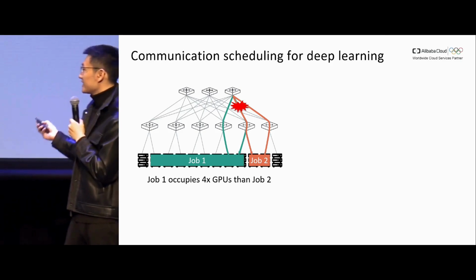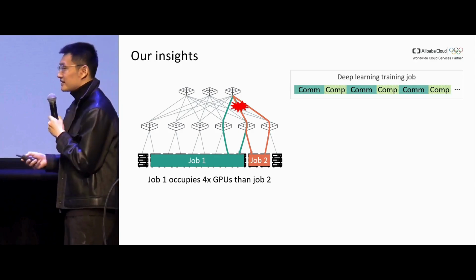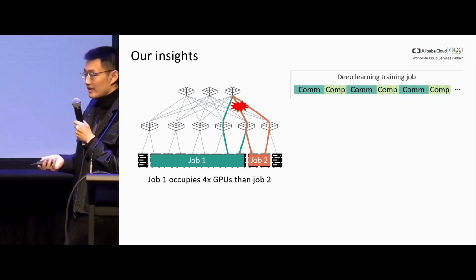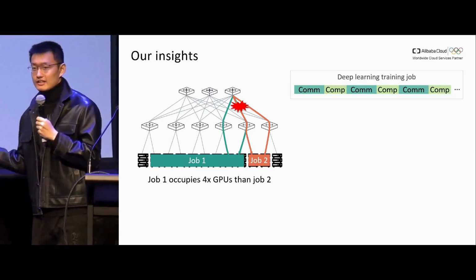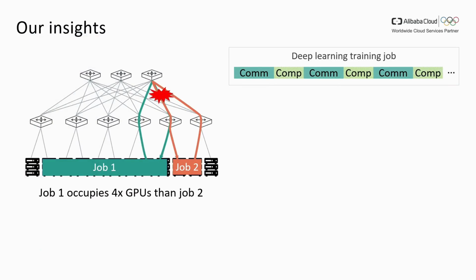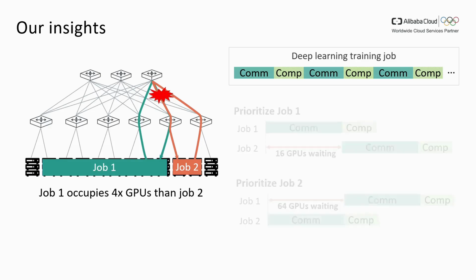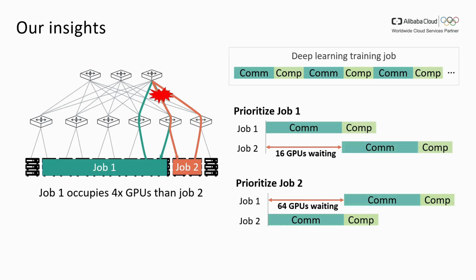But what's the reason behind this? To answer the question, let's dive deeper into deep learning training jobs. In deep learning training, communication and computation always depend on each other in one iteration. That is, a job must transfer a certain amount of data to unblock a certain amount of computation workload. When job 1 and 2 compete for the network, if the network transmits data of job 1 first, it can unblock much more GPU computation workload than job 2. So prioritizing job 1 can keep more GPUs working. So we get our first insight: we should prioritize larger jobs.